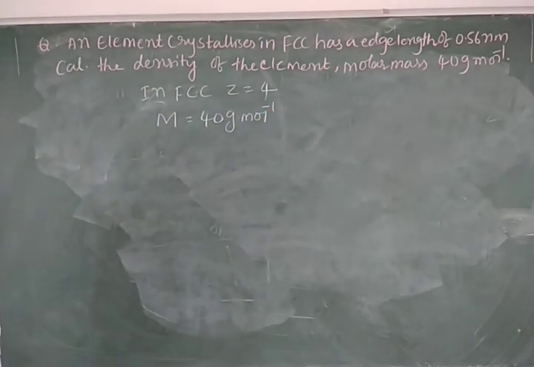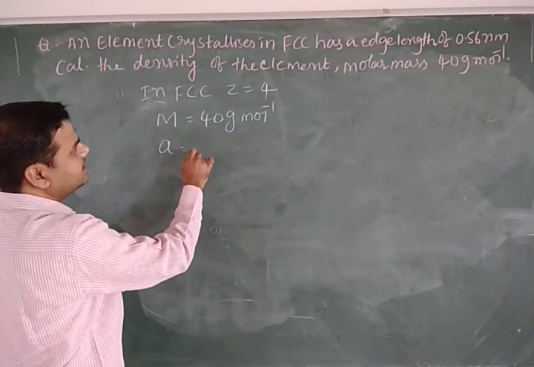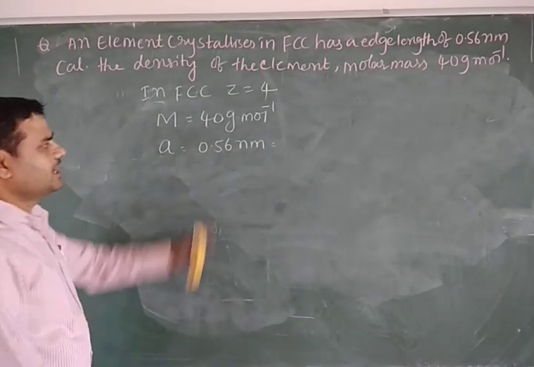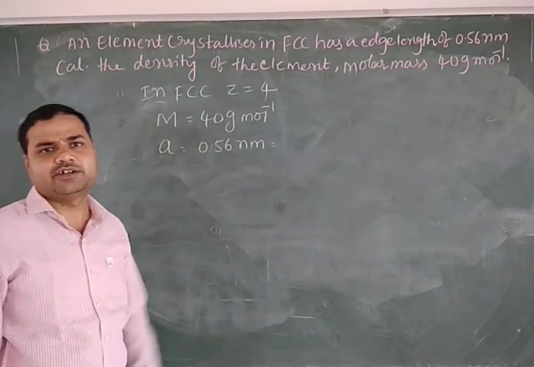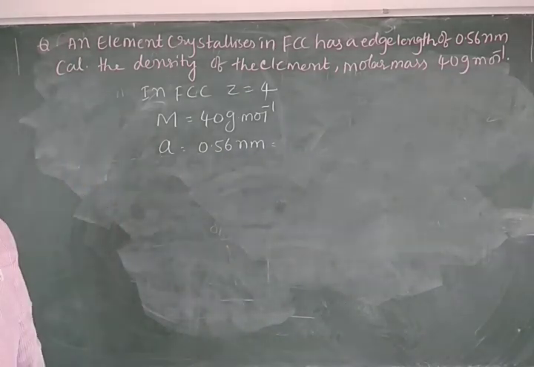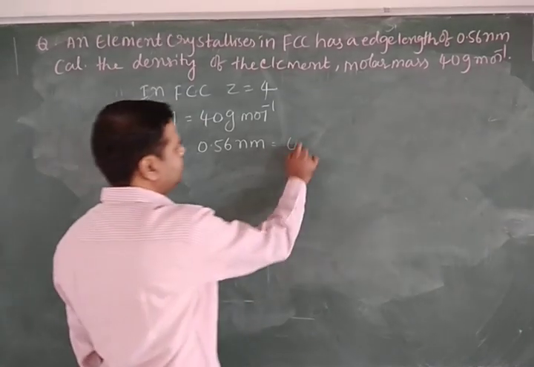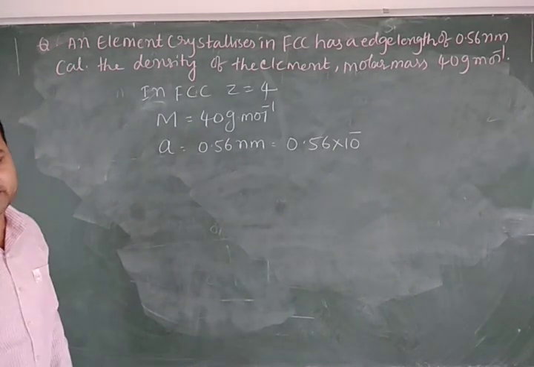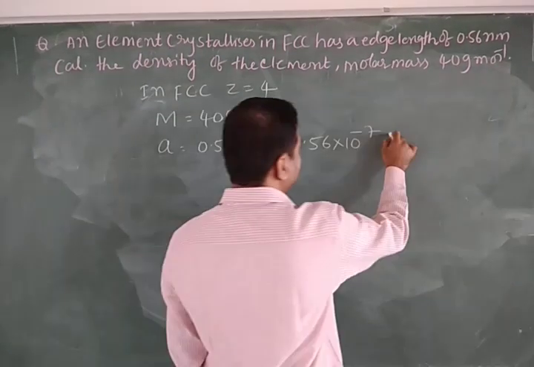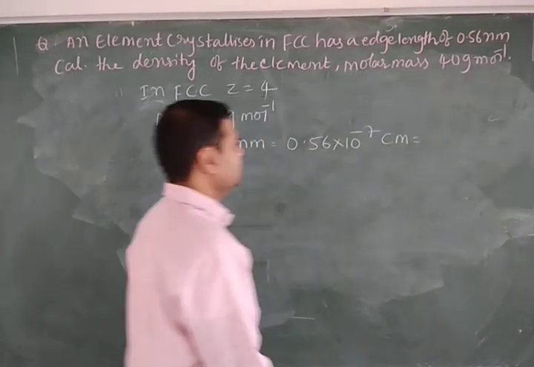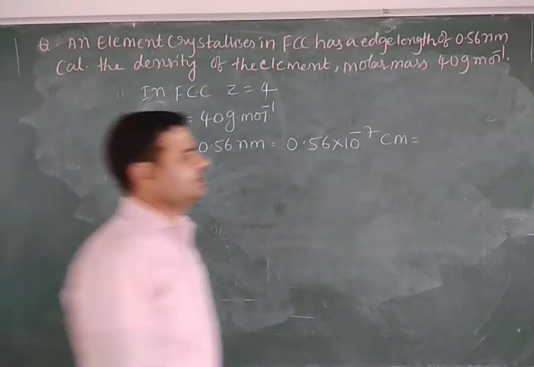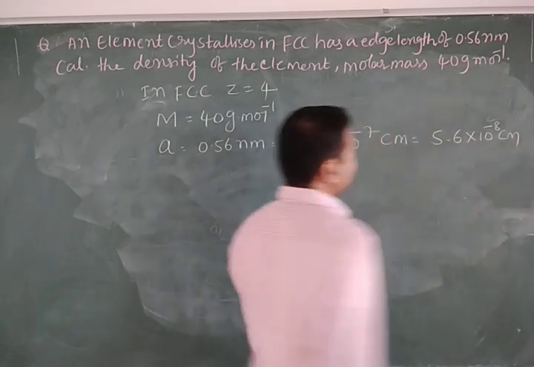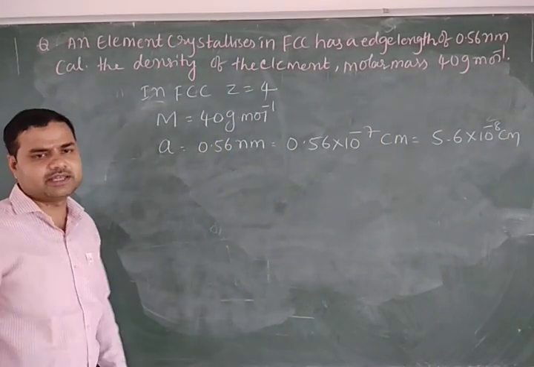Now edge length value is also given. Edge length means A. How much is it? 0.56 nanometer. Since we have grams per mole, we have to convert this nanometer into centimeter. First I am writing 0.56 into 10 to the power minus 7 centimeter, because 1 nanometer is 10 to the power minus 7 centimeter. Otherwise we can write it as 5.6 into 10 power minus 8 centimeter.